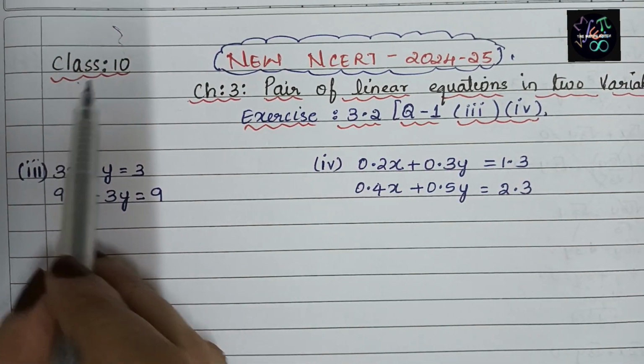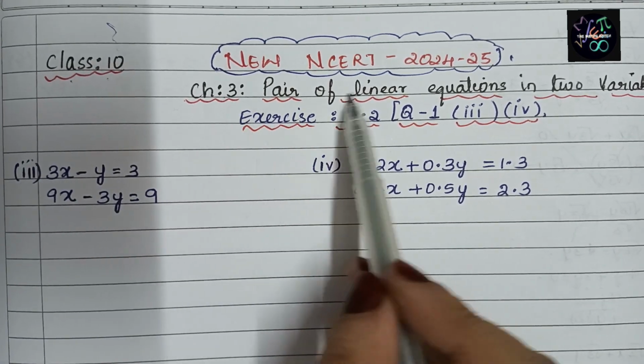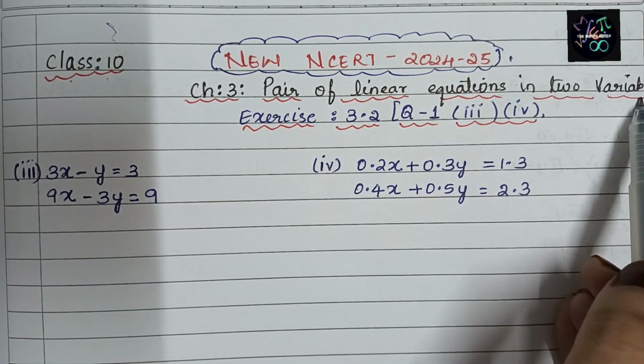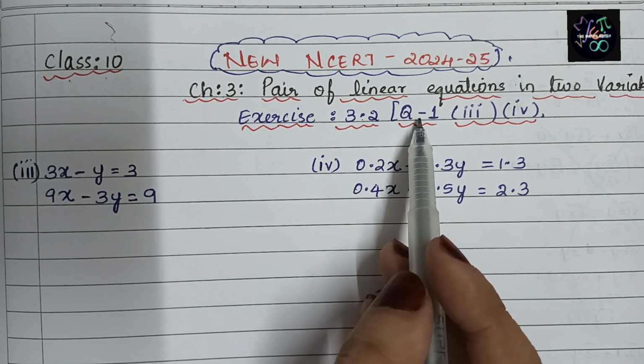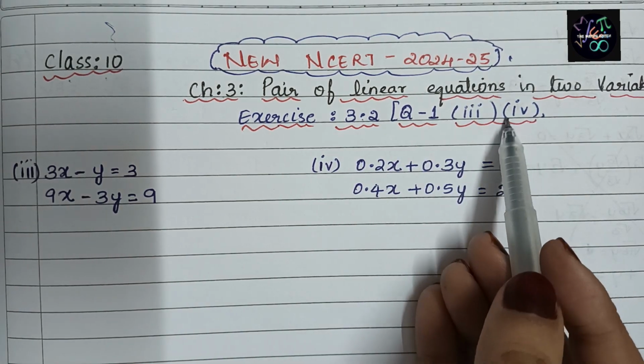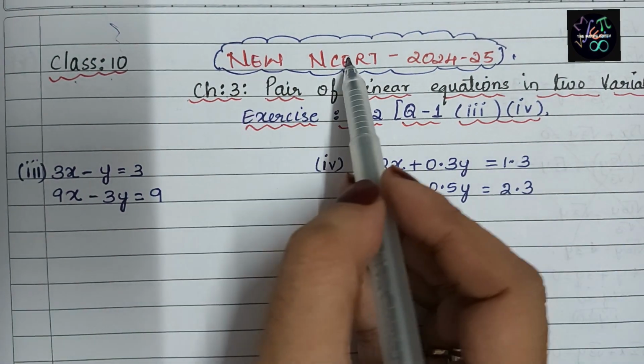Today I am here with class 10th, chapter 3, pair of linear equations in two variables. In this video we are going to solve exercise 3.2, questions 1, 2, 3. As much as possible, we will solve from the new NCERT textbook.